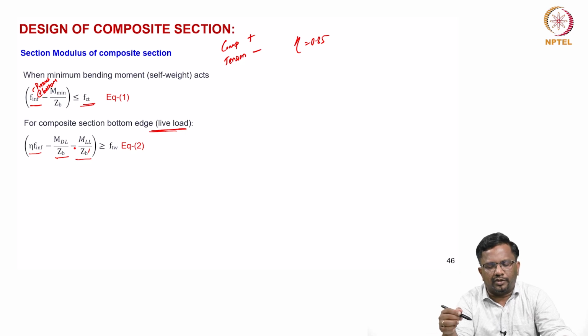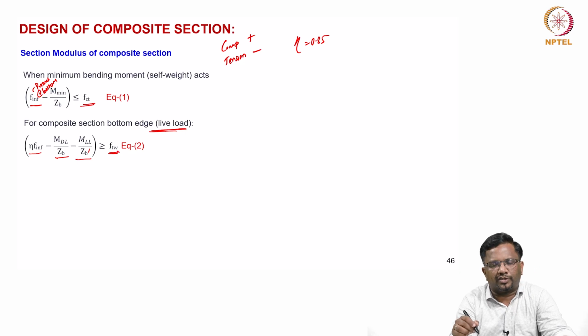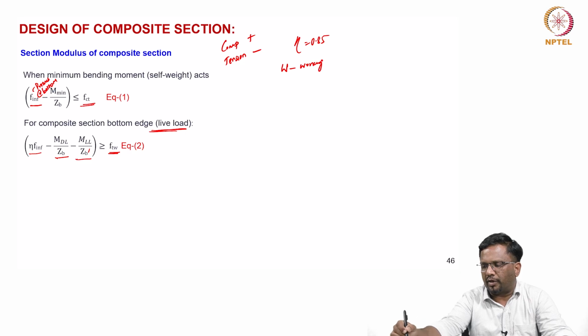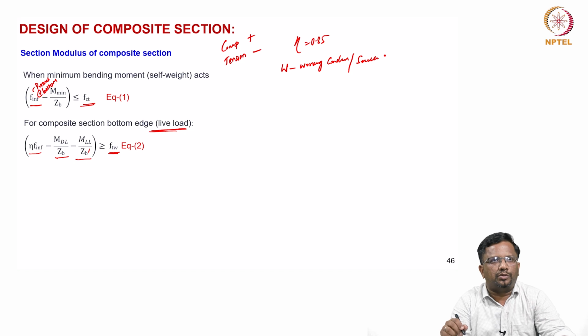So this stress, if you put as negative, this is the allowable tensile stress in working conditions. W stands for working condition or service condition. Working condition or service, right? Service condition. So then you find equation 2.